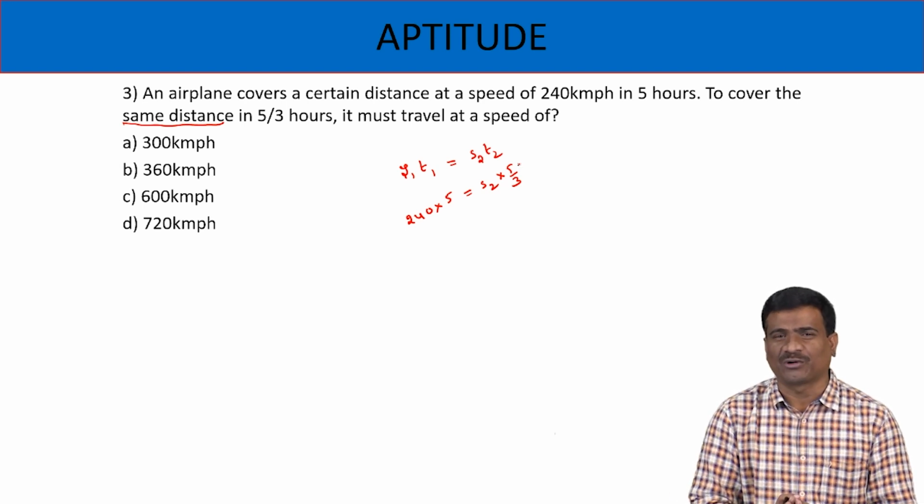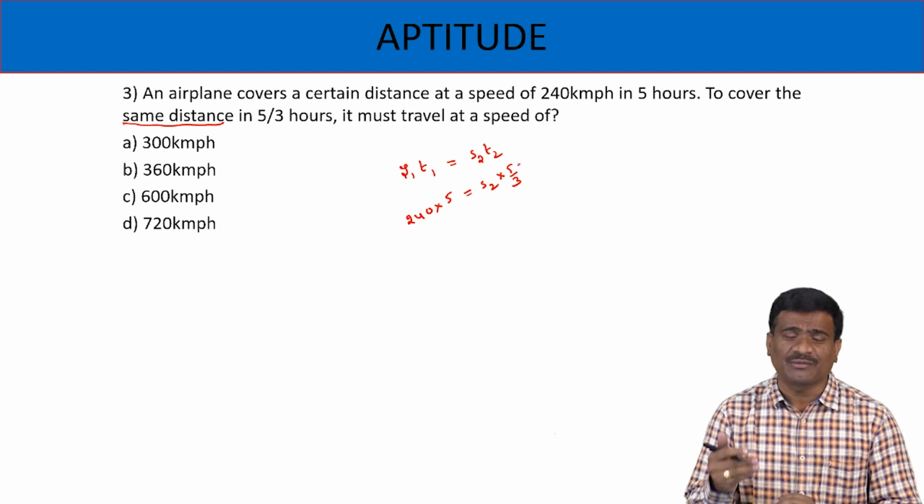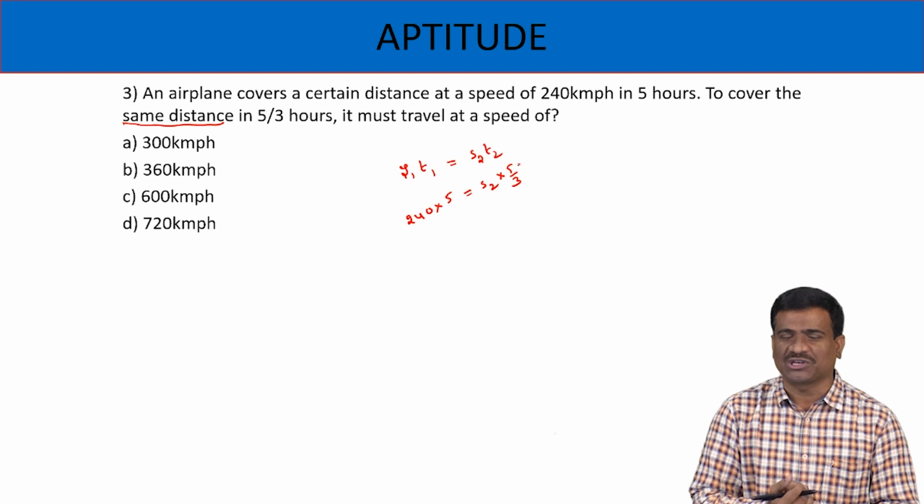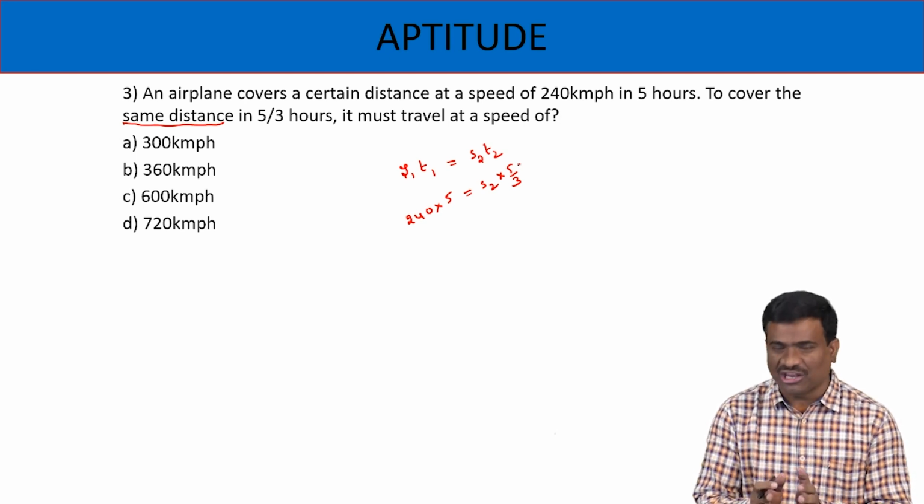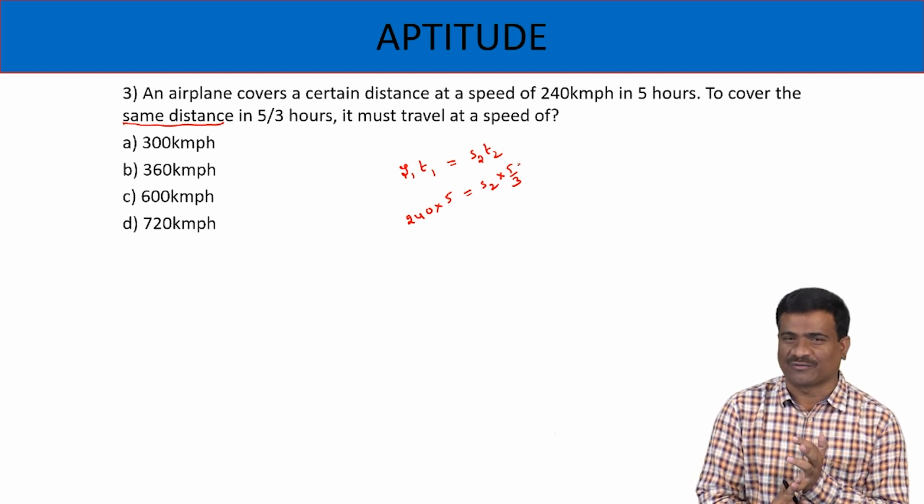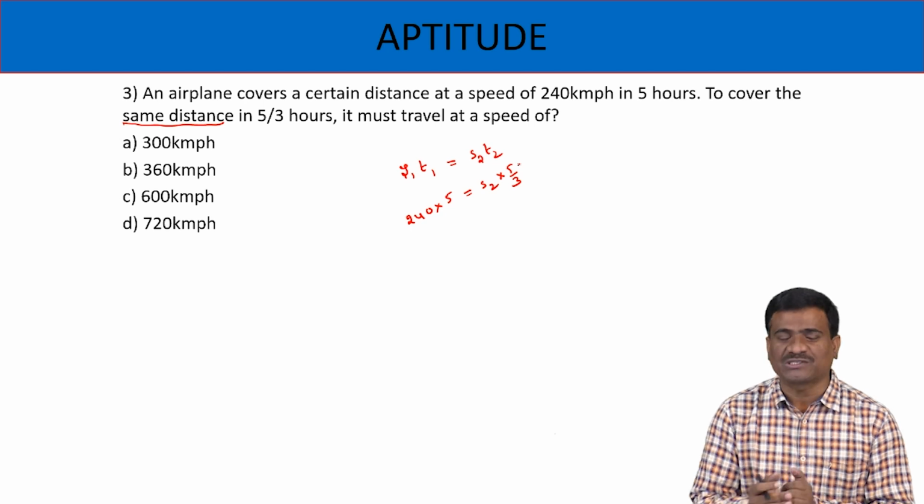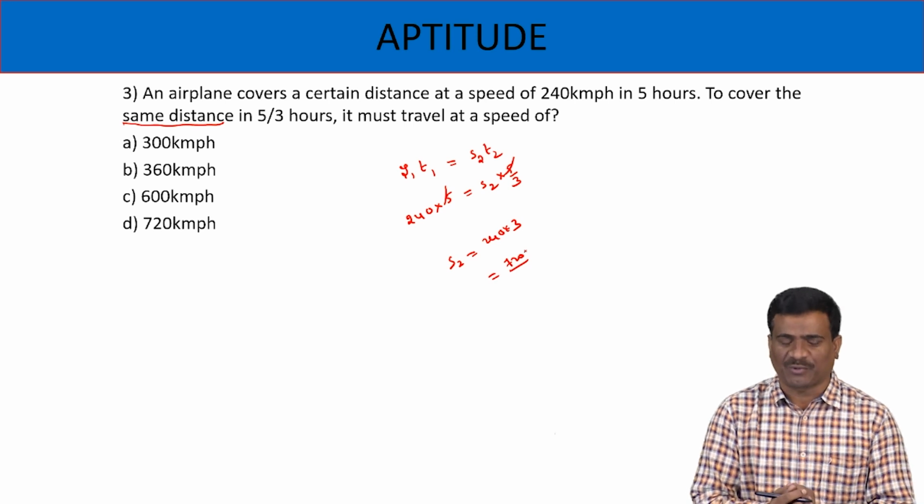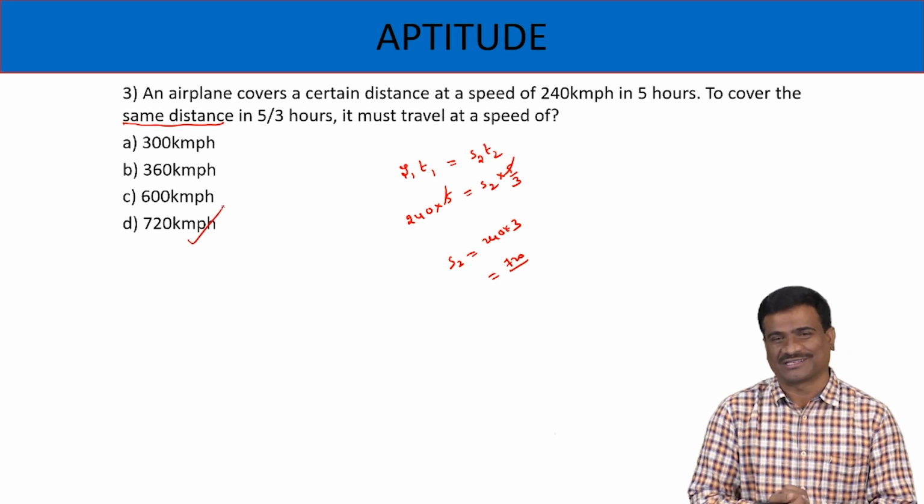The relation is important here. Next, again time, distance and speed, second application, conversions are also important, but you need not worry about conversions because time is in terms of hours and speed is also kilometer per hour. Next part, only simplification, calculate S2. Here the 5 terms cancel, then S2 is equal to 240 into 3, 720 kilometer per hour. Option D only correct.